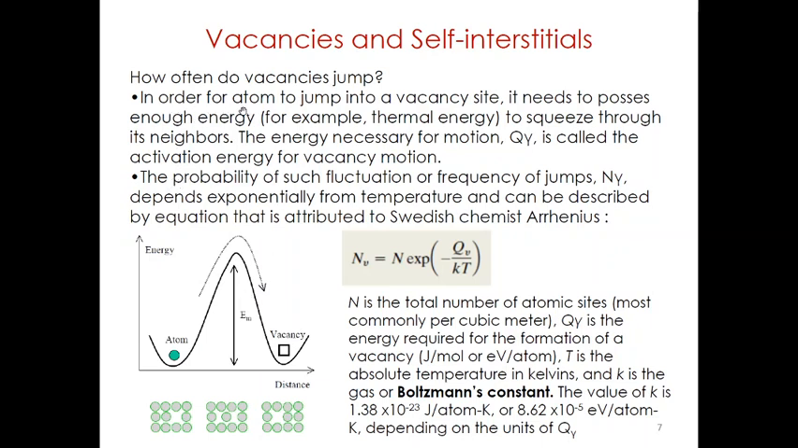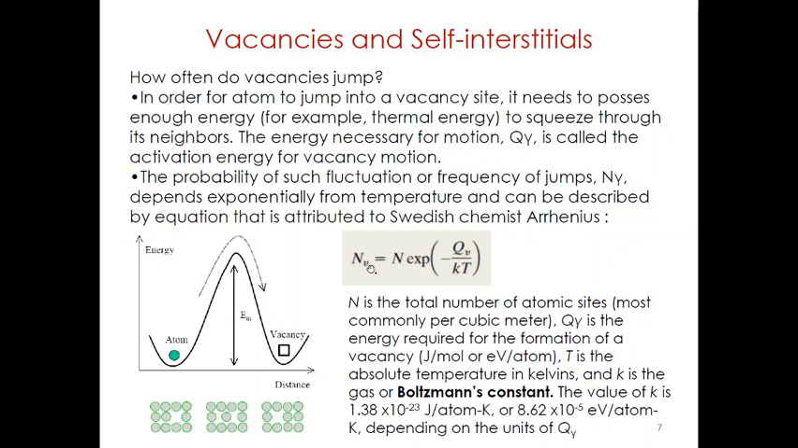In order for an atom to jump into a vacant site, it needs to possess enough energy, or thermal energy, to squeeze through its neighbors. The energy necessary for motion is called the activation energy for vacancy motion. The probability of such a fluctuation, or frequency of jump, depends exponentially on temperature, and it can be described by using the Arrhenius equation. The equilibrium number of vacancies Nv for a given quantity of material increases with temperature, and this is explained by using this Arrhenius equation.